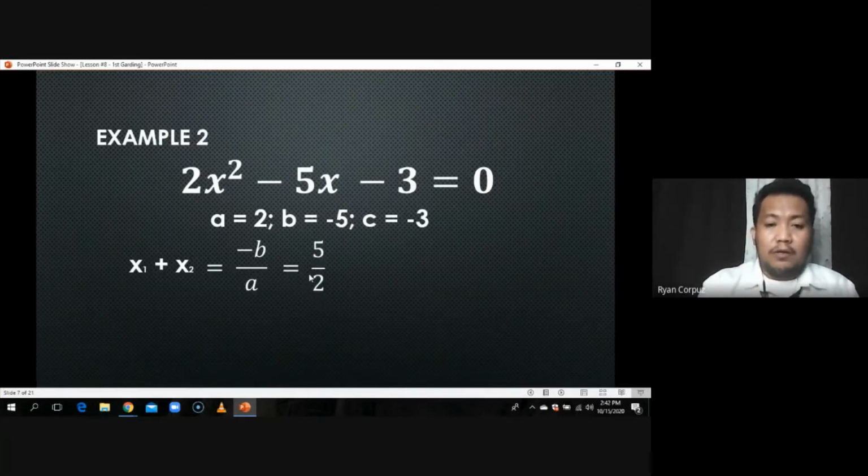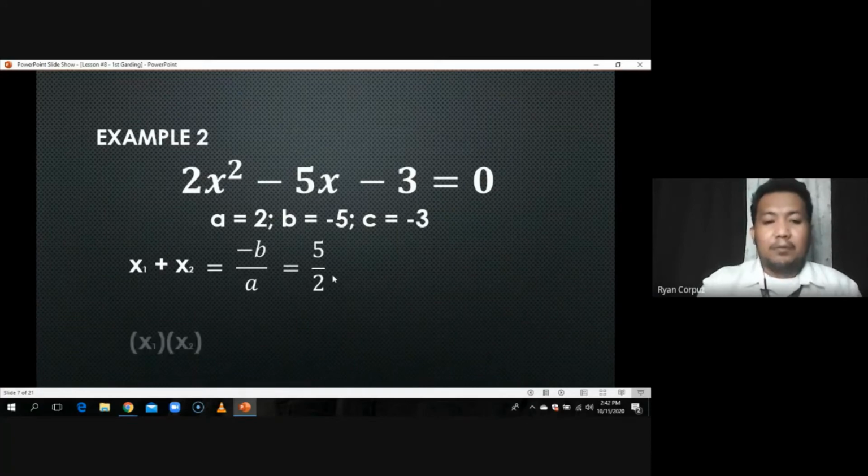So even though 5 is not exactly divisible by 2 and 5 over 2 is improper, we can already accept that as an answer to the sum of the roots. So no need for us to transform it into mixed form, because even if it is improper, as long as it's already the lowest term of it, then it's already acceptable. So the sum of the roots is 5 over 2.